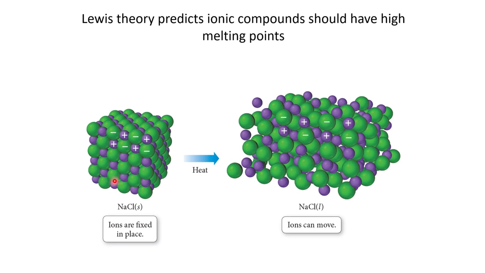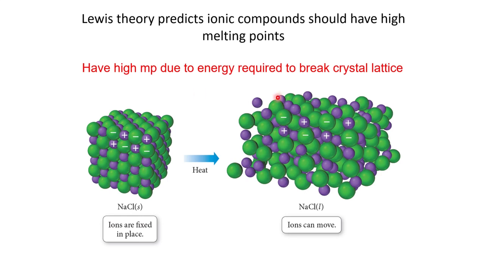So remember that picture we saw in the first series of these lectures showed the cations with the electrons all the way around, just kind of smeared around. So we have these oppositely charged particles interacting with each other, and we have to break apart all of those interactions, and that requires a lot of energy. So we have high melting points due to the energy required to break the crystal lattice.